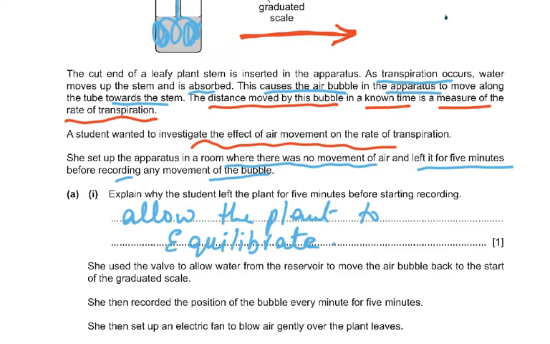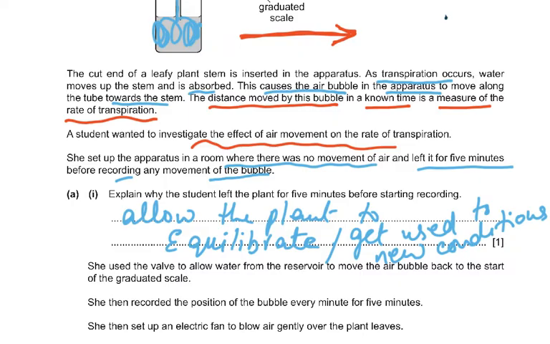Now it's a little bit of a tough English. Some of you are good at English, some of you are pathetic, sadly. So allow the plant to equilibrate, or you can say get used to the new condition. You can even use some other words because alternative words are allowed in this. So allow the plant to equilibrate or get used to new conditions, or get used to the new environment.